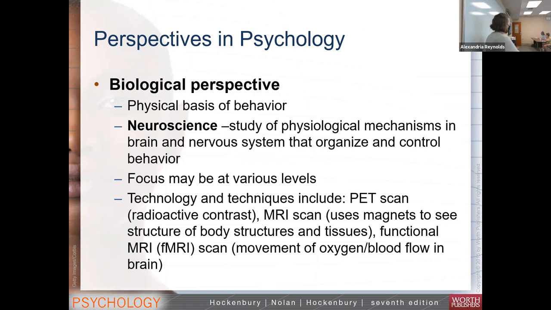You can look at things like eating, emotion, attention, and learning. These are all areas that you can look at using the biological perspective. So some of the technology that we can use, a lot of these are used on humans. PET scan, which is positron emission tomography.